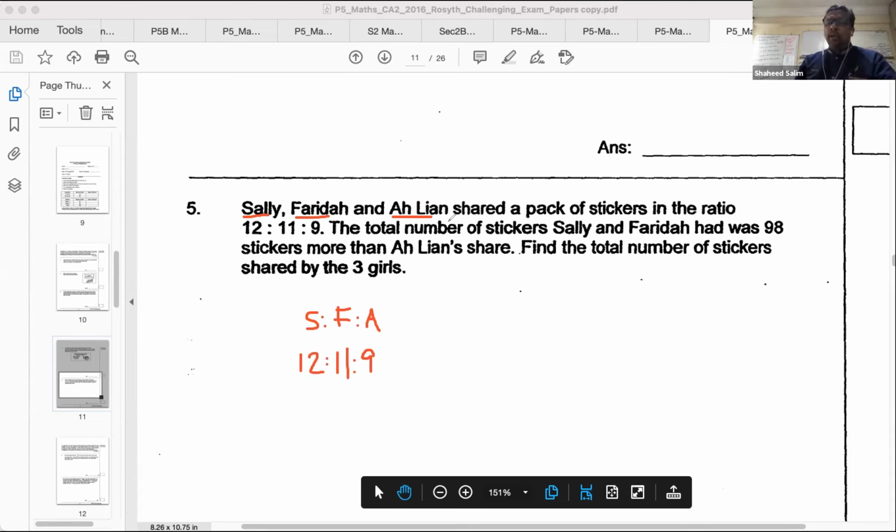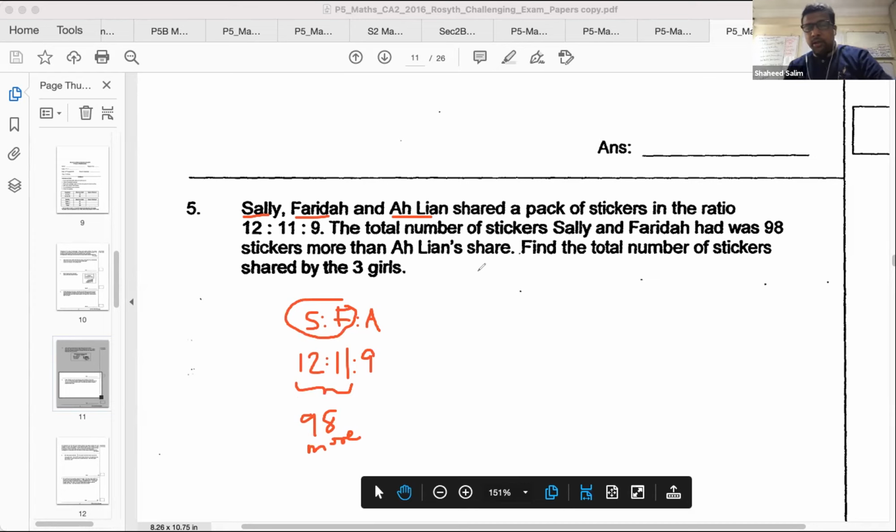Then they say the total number of stickers Sally and Farida had, both of them, the total number of stickers they had is 98 more than Alian. Oh, 98 more. Then Alian should be 1. So how to do this one? First, you find how many units Sally and Farida have. How many units? Can find out.